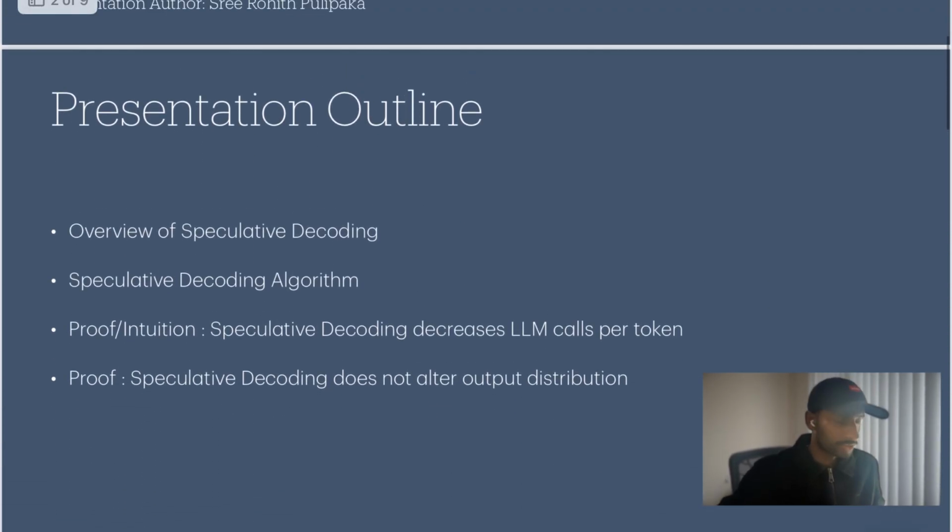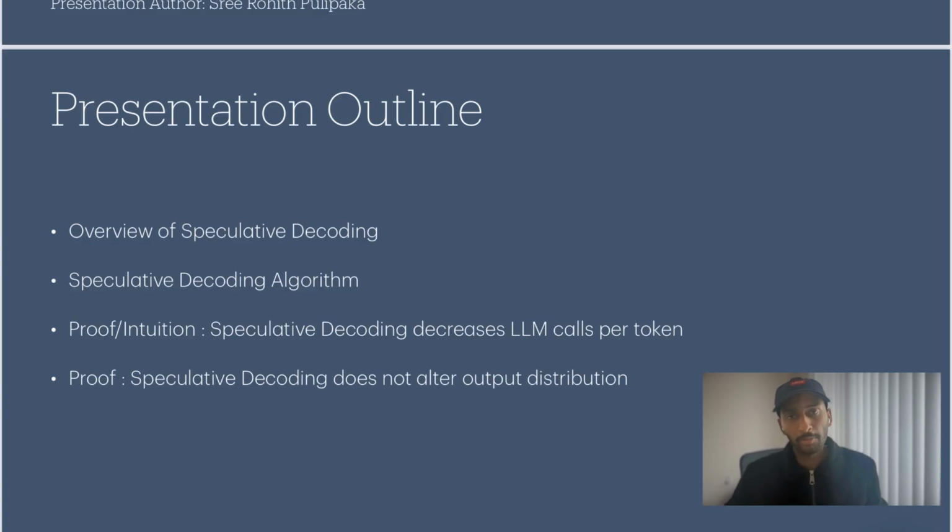The presentation goes as follows. We'll first take a look at what speculative decoding is, then take a closer look at the speculative decoding algorithm. We'll go over the proof/intuition for why speculative decoding decreases LLM calls per token. And lastly, most importantly, we'll see why speculative decoding does not alter the output probability distribution of the tokens.